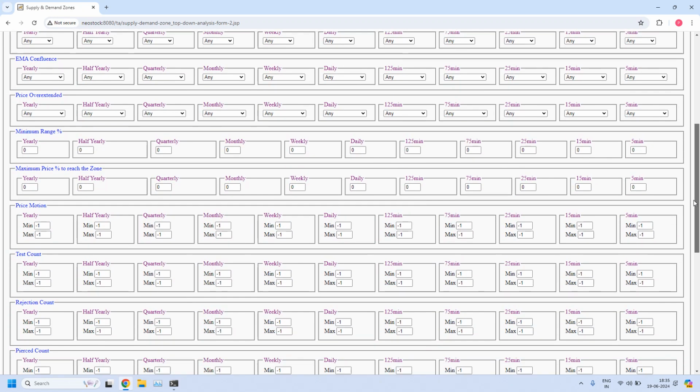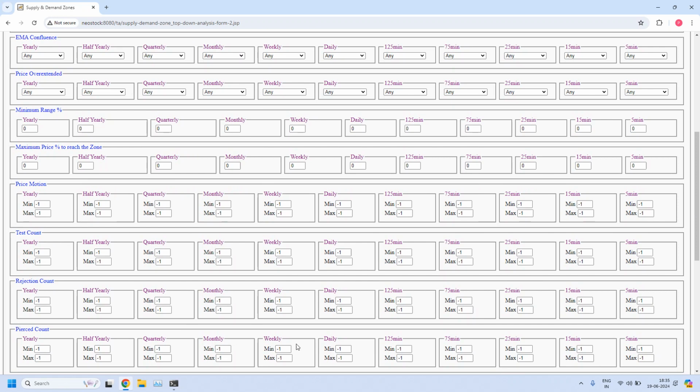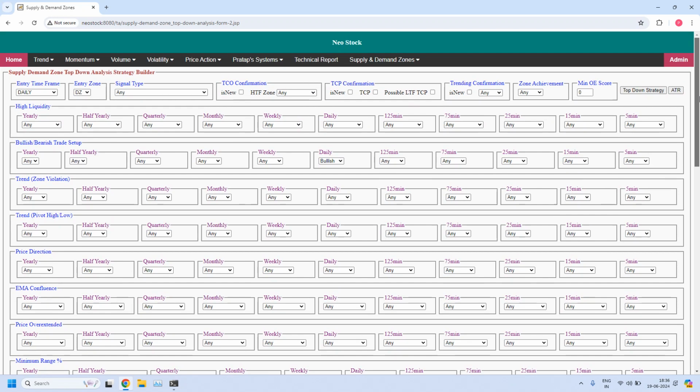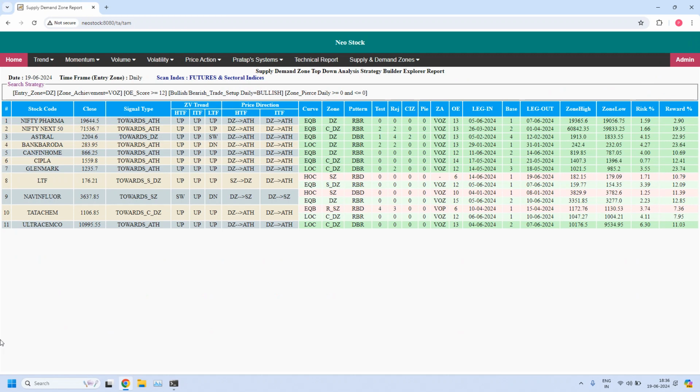That's why the pierced count should be set to 0. So in the pierced count parameter in the daily time frame, minimum value I am setting 0, maximum value I am setting 0, which indicates the zone pierced count should be 0. That means the zone is not pierced. And next one, zone achievement is VOZ, violated opposing zone. The zone achievement should be there. And the minimum odd enhancer for the bullish or bearish trade setup should be 12. So I am setting the value 12. With these filters, let us generate the report.